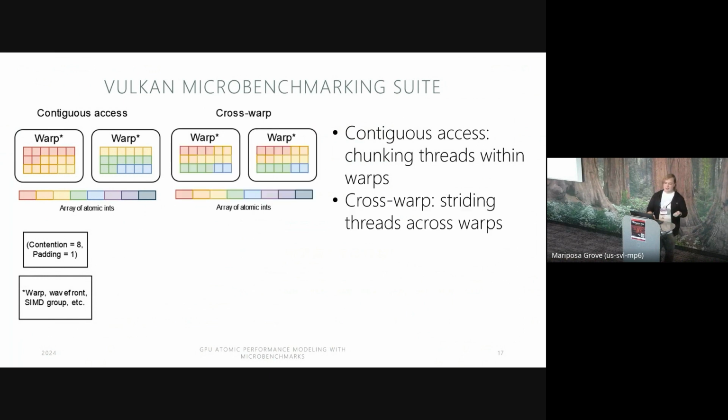In our second test, we do cross warp. So we try and stride our accesses across the warps in the system. This is a little bit of a contrived example because you've got 2 warps in your system, and I hope none of you have GPUs that have 2 warps that can be in flight. But we stride those across this array of atomic integers that we create.